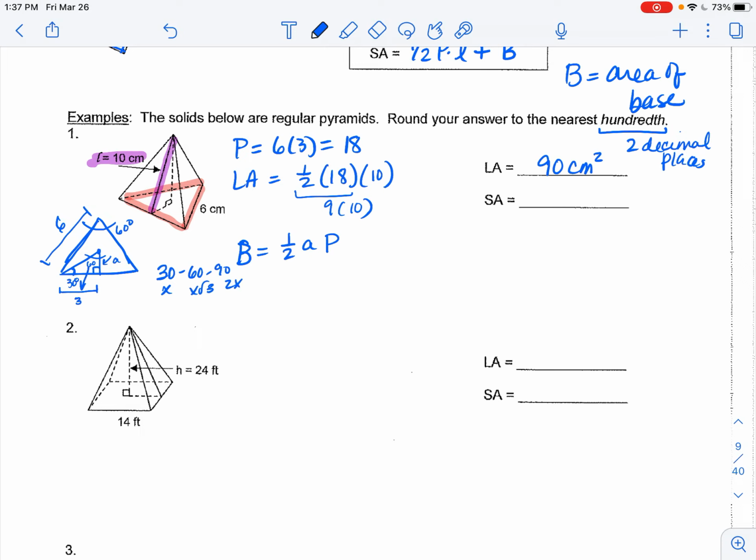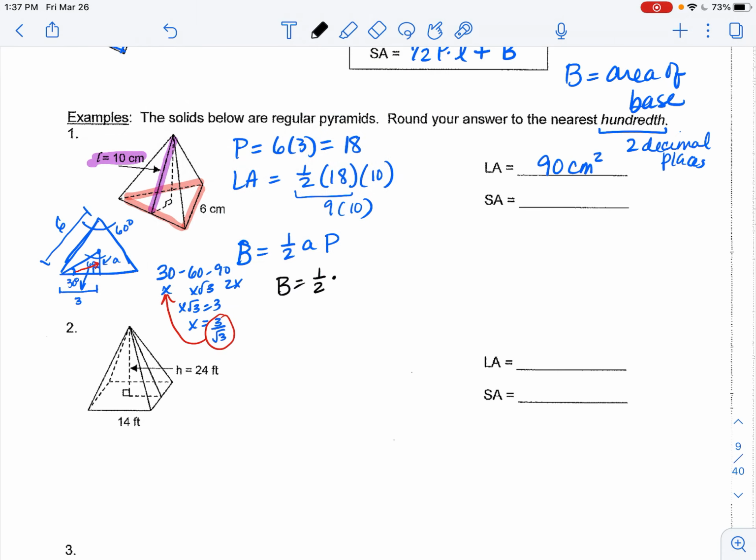Across from the 60 is the 3. So x root 3 is equal to 3. So when we divide both sides by root 3, that's just 3 over root 3. Okay, so then that is what our x is. The x is across from the 30, and so that's our apothem. Okay, so I know it's a little bit of work here.